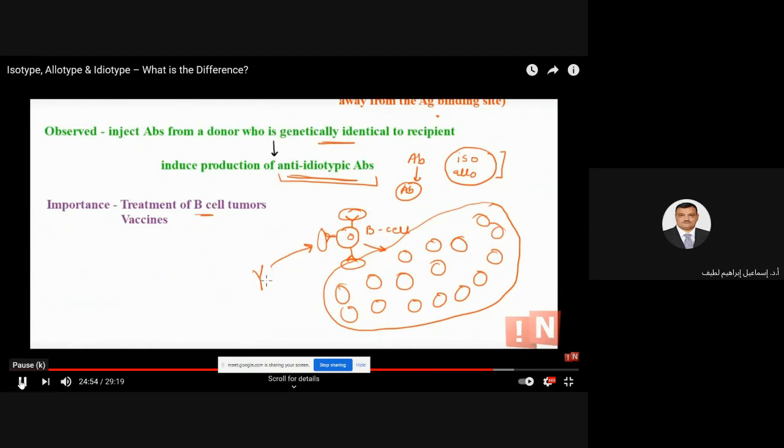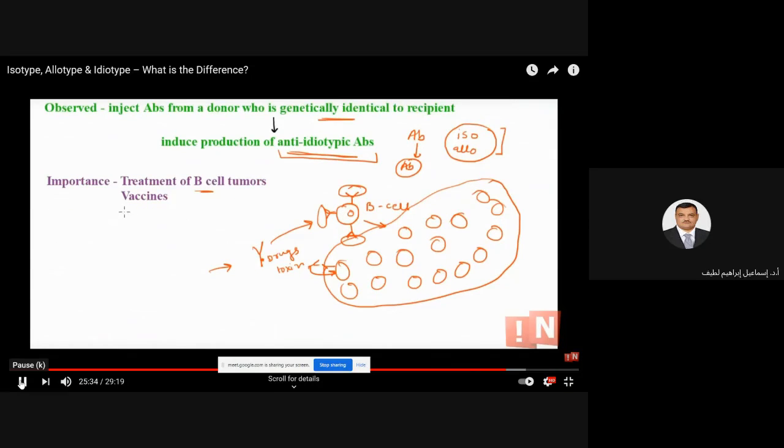And how can this anti-idiotypic antibody kill these tumor cells? One is the natural calling of complement, and ADCC can take place. Another very strong approach is labeling these anti-idiotypic antibodies with specific drugs or toxins that can bind with this idiotype. Once it binds with the idiotype, it can actually lyse these tumor cells. Okay, that's how you can use the property of idiotype and anti-idiotypic antibodies to kill B cell tumors.